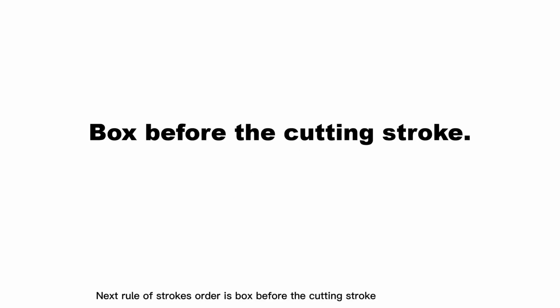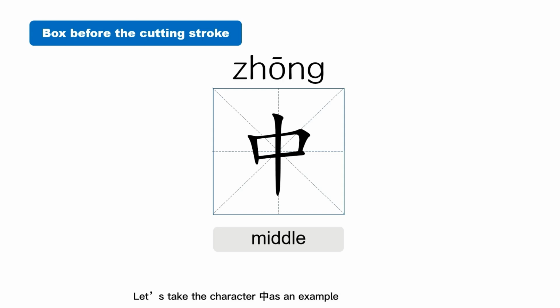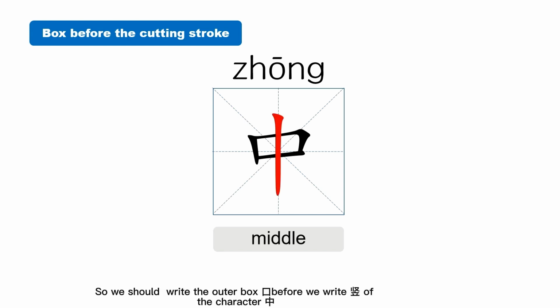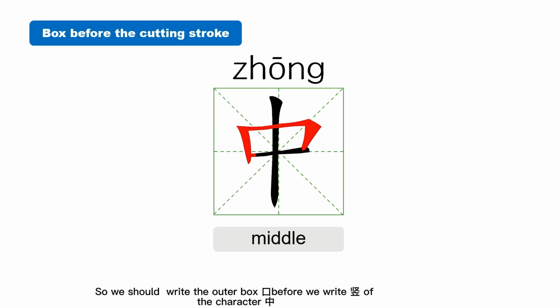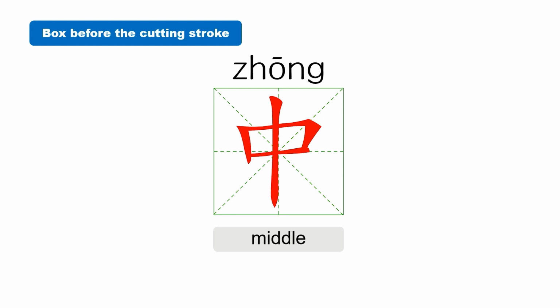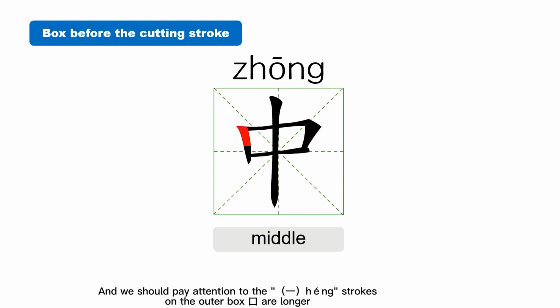Next rule of stroke order is box before the cutting stroke. This rule means when we write it, we need to write the outer box first, then write the vertical 竖 of a character. Let's take the character 中 as an example. 中 means middle. It's composed of the stroke vertical and the outer box. So we should write the outer box 口 before we write 竖 of the character 中, and we should pay attention to the 横 strokes on the outer box 口 are longer.